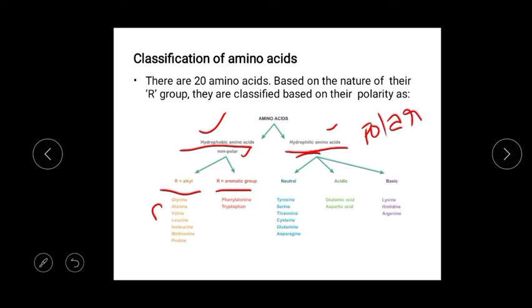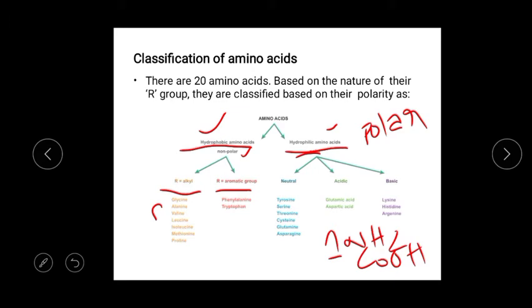Polar can be further classified into neutral, acidic and basic. How can we classify them? If an amino acid has only one NH2 group and one COOH group, it is neutral, because the acidic and basic groups balance, so it will be neutral. For example, tyrosine, serine, cysteine, etc.